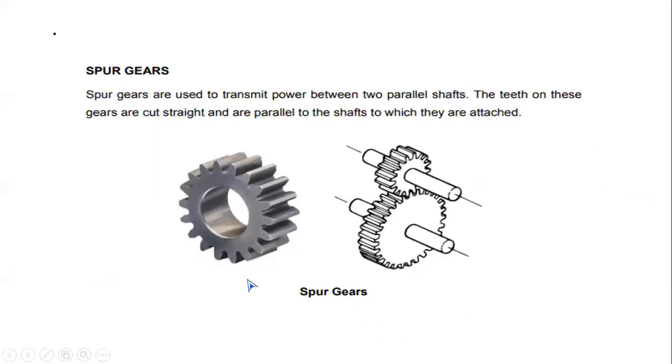Next, come to the point. All of you have seen this type of gear. This is the simple, economical, commonly available gear which is used in the gearbox. This is the spur gear. You can observe here the spur teeth present on the circumference of the wheel. If the axes of the shafts are parallel, then you can use the spur gear.